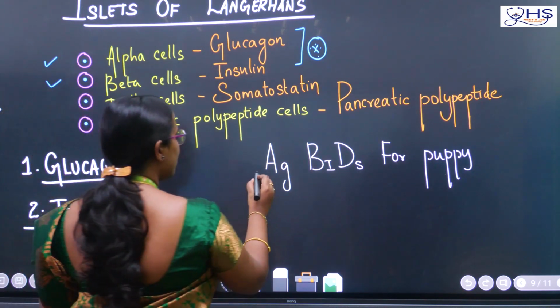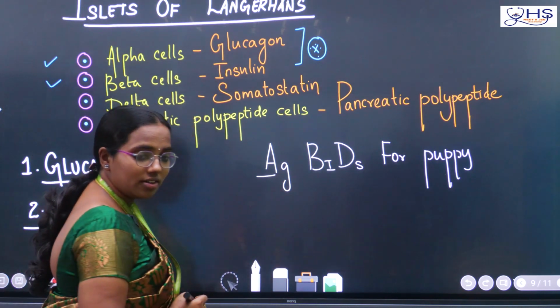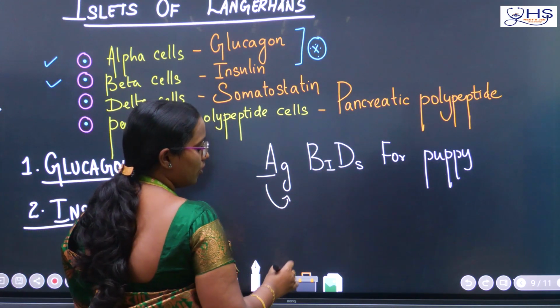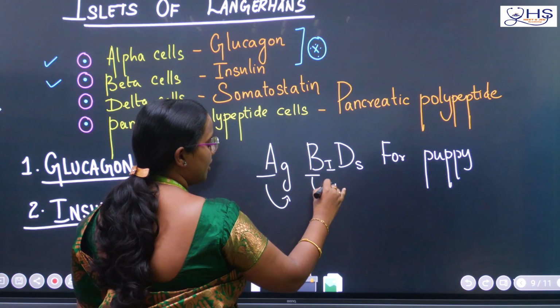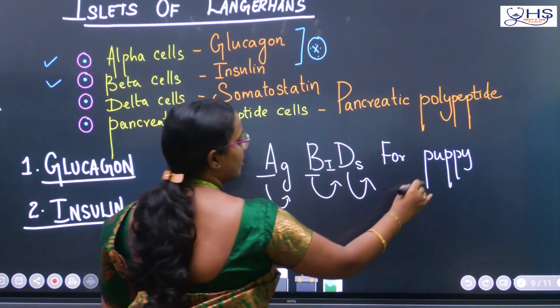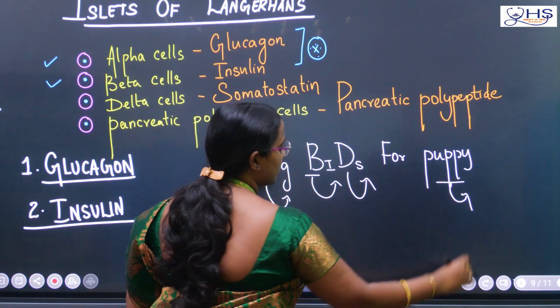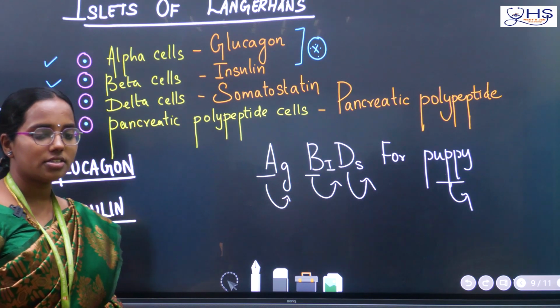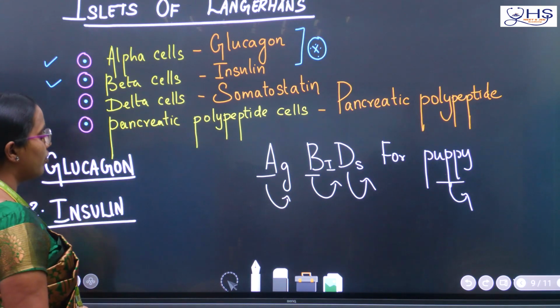In that, A is for alpha cells. Alpha cells secrete glucagon, beta cells secrete insulin, delta cells secrete somatostatin, pancreatic polypeptide cells secrete pancreatic polypeptide. Is that clear? This is the key to remember the hormones.